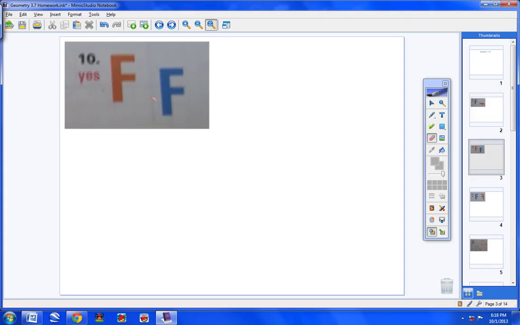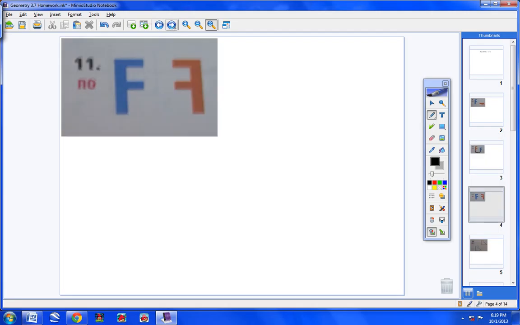Number 10, well yes, I mean look, the F is still facing the same way. It wasn't flipped, it wasn't twisted or turned. The blue simply went over and then it went up. So it had a horizontal shift and then a vertical shift. And that's it. So yes, that is an example of a translation.